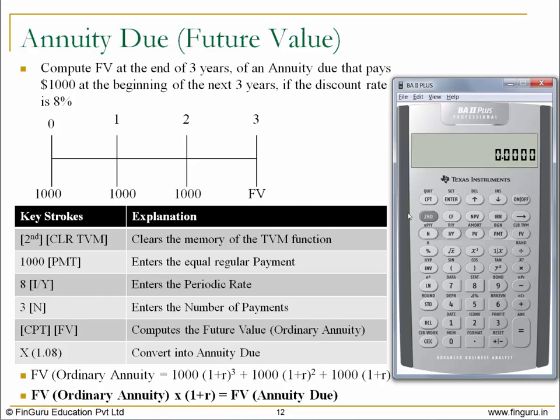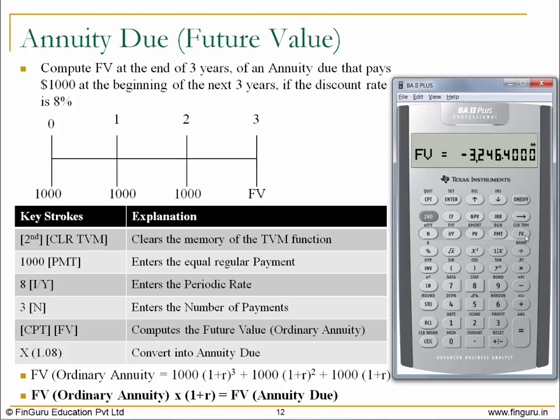Now, the way to do that is, first, as always, second, clear TVM to clear the memory of the TVM function. 1000 being the PMT, 8 is I/Y, 3 is N, and we compute the future value.